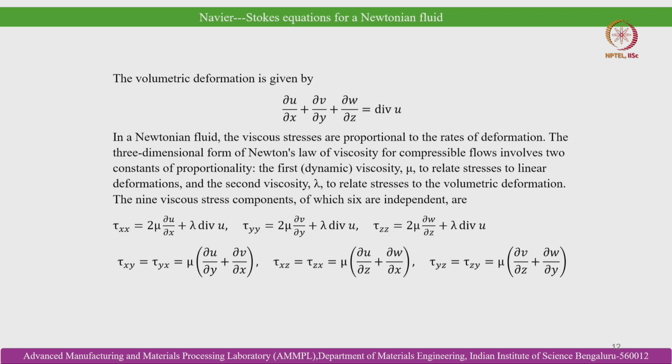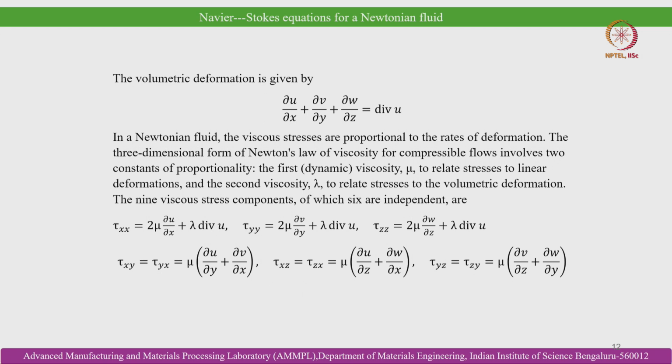Derivation for the Navier-Stokes equation. The volumetric deformation is given as ∂u/∂x + ∂v/∂y + ∂w/∂z, which is equal to div u. In a Newtonian fluid, the viscous stresses are proportional to the rates of deformation, the three-dimensional form of Newton's law of viscosity, and the second viscosity, delta, is used to relate stresses to the volumetric deformation.